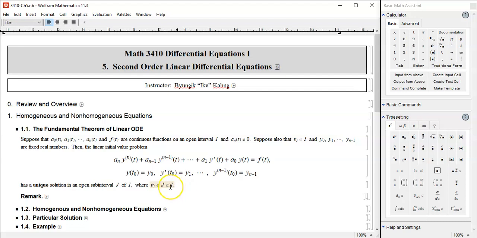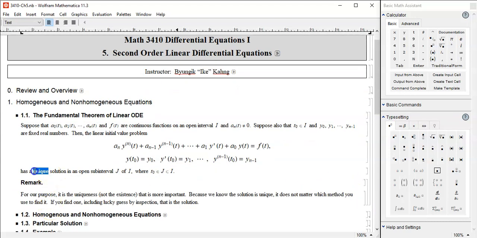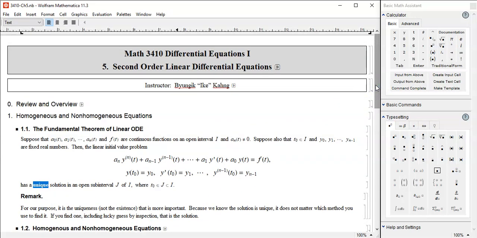For example, this I is negative infinity to positive infinity and t0 is, say, 1, and this J will be a subinterval, say for example 0 to infinity. It doesn't have to be equal to I. But in any case, that's not really the focal point here. The real focal point is the uniqueness. Why? Because the uniqueness tells us that it does not matter which method you use to find a solution. You may even guess. But if you find one, then that is the solution.